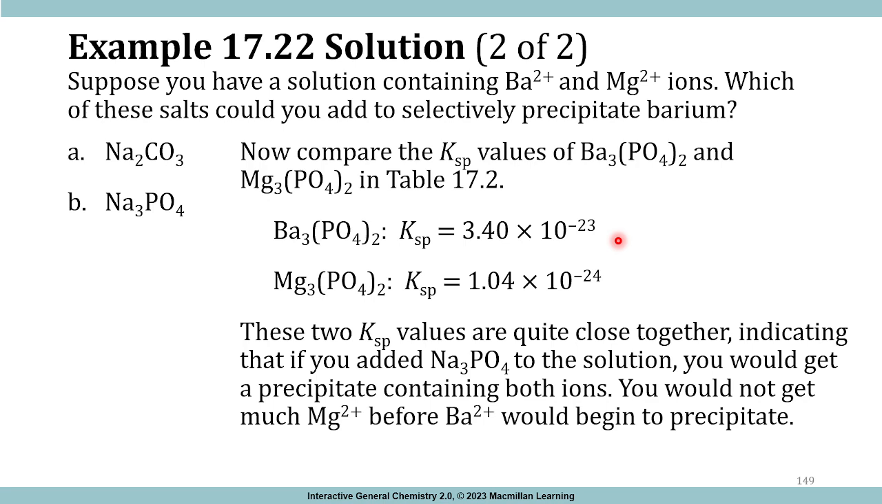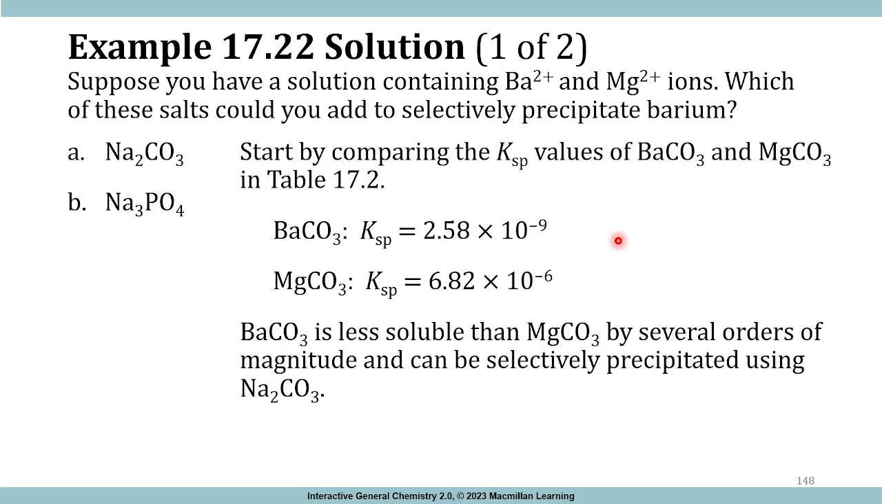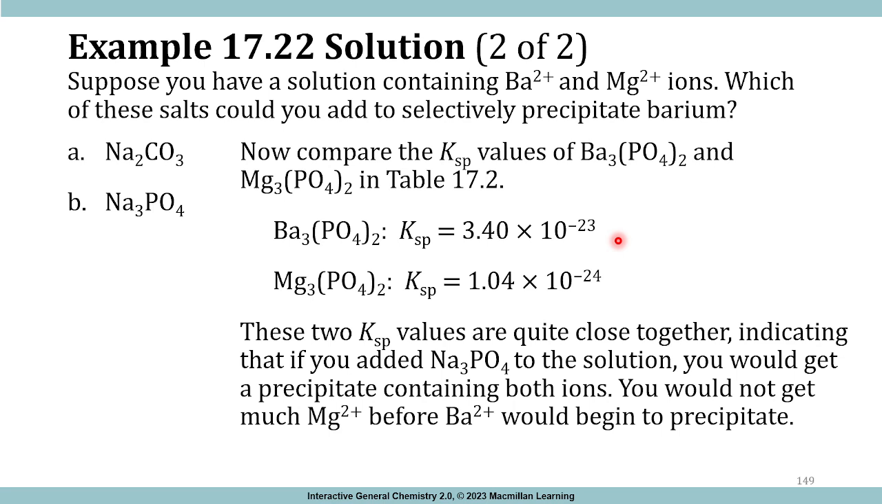Not compared to the other one. This was a 1,000 times difference. This is like a 10 times difference, isn't it? So this would not do as good of a job separating these. You'd end up with quite a bit of magnesium phosphate with your barium phosphate. You'll get more magnesium phosphate, actually, than you will barium phosphate in this case, because this is the lower number, isn't it? Okay. Anybody have any questions about that?